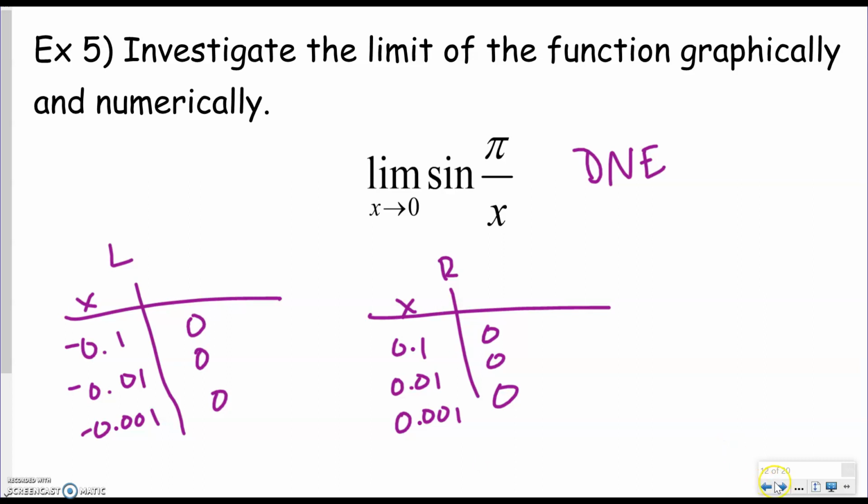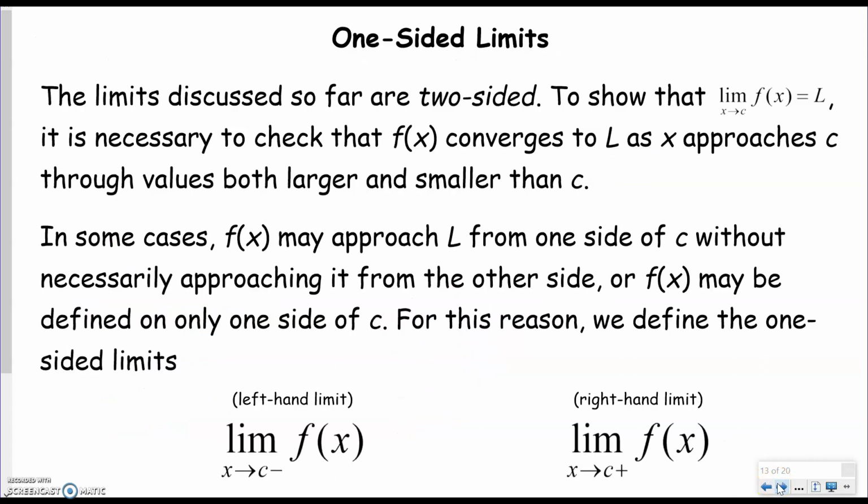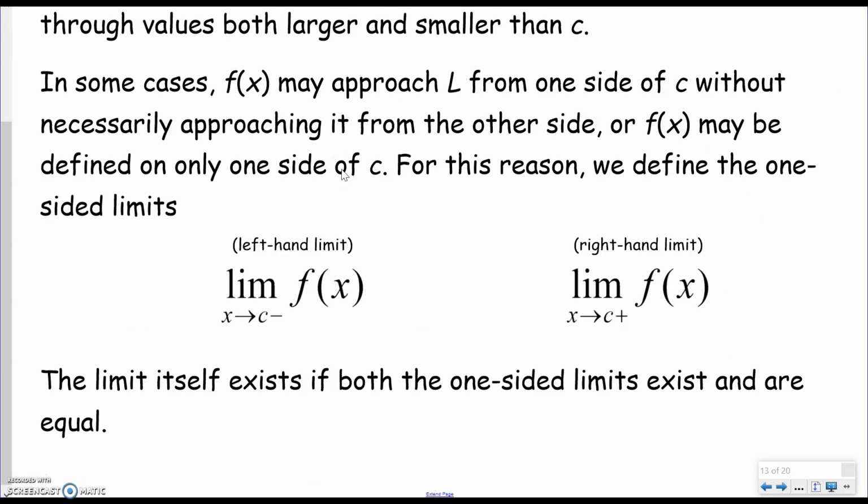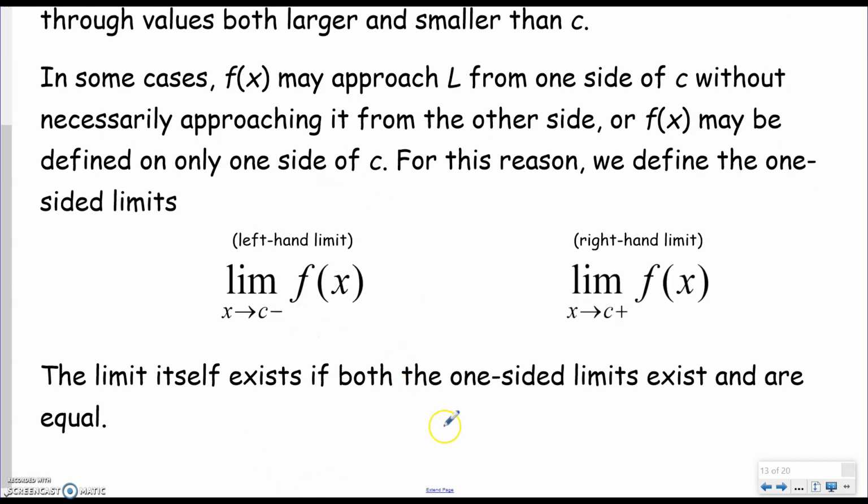Okay, let's go on to number 6, or example 6. Actually, before example 6, we're going to look at one-sided limits. So everything that we talked about before is concerning what's happening on both sides. In some cases, one side might approach one value and the other side might approach another value. So what we're going to do is looking at limits from both sides. The left-handed limit, remember, has that negative after the c value. The right-handed limit has a plus sign.